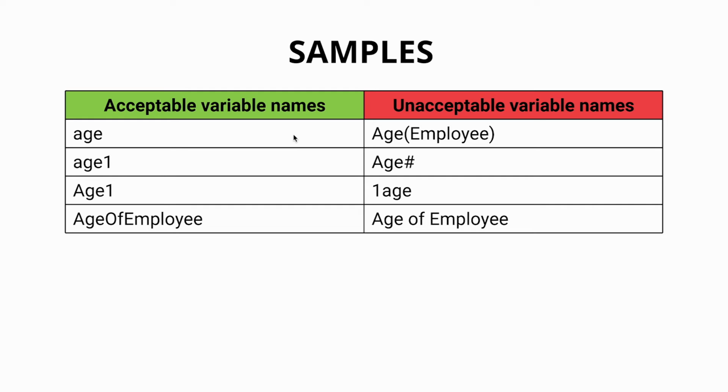So here you can see age. Age is acceptable, it's just a single word, but age with employee inside the bracket, the bracket falls under the special characters, so it is not allowed. Age1 is allowed, but age hash is not allowed, since hash is a special character. Age1 and 1age. Age of employee has been written as one single word with camel case. But on the unacceptable side, you can see age space of space employee has been written. So we will not be accepting variable names with spaces.